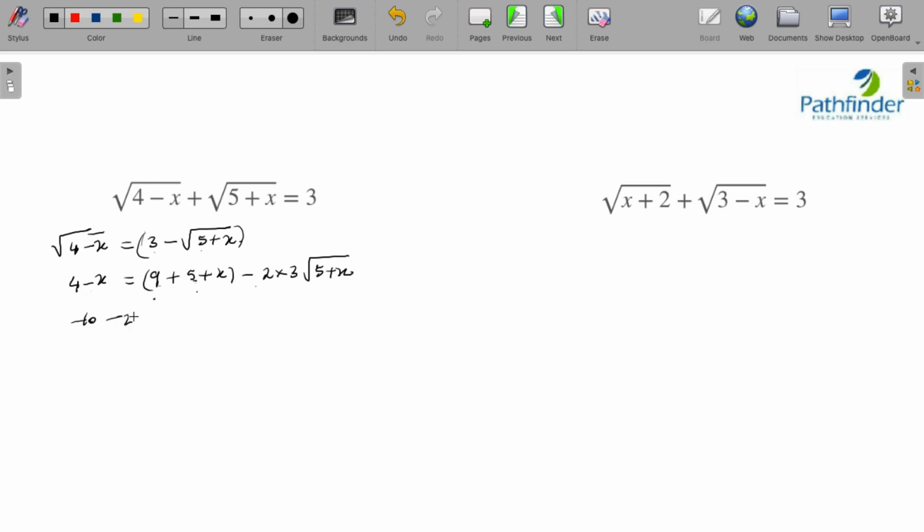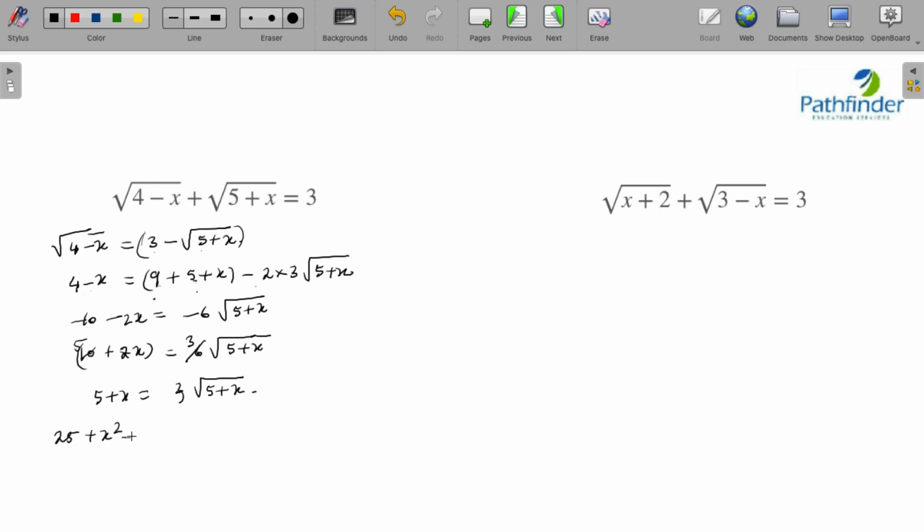Minus x and this minus x will give you minus 2x is equal to minus 6 under root 5 plus x. Cancelling the negative sign on both the sides, we will get 10 plus 2x is equal to 6 under root of 5 plus x. Again, cancelling by 2 on both the sides, we get 5 plus x is equal to 3 under root of 5 plus x. And again, squaring both the sides, we will have 25 plus x square plus 10x is equal to 3 into (5 plus x).